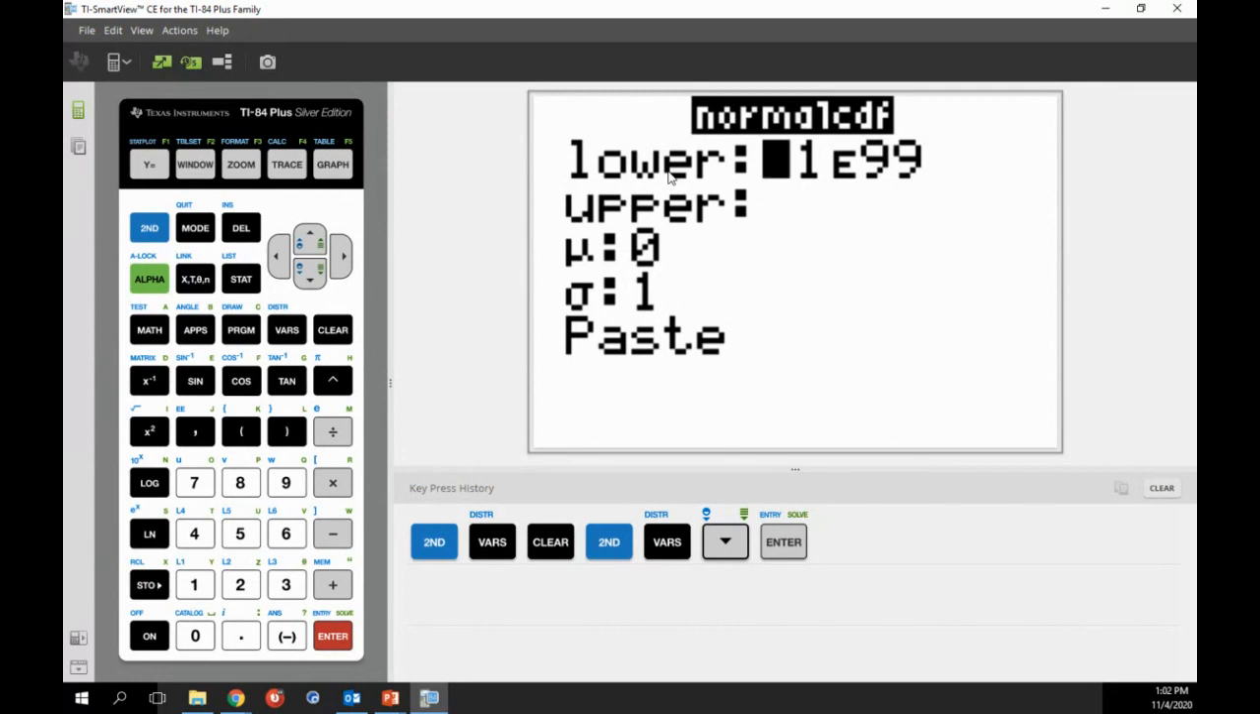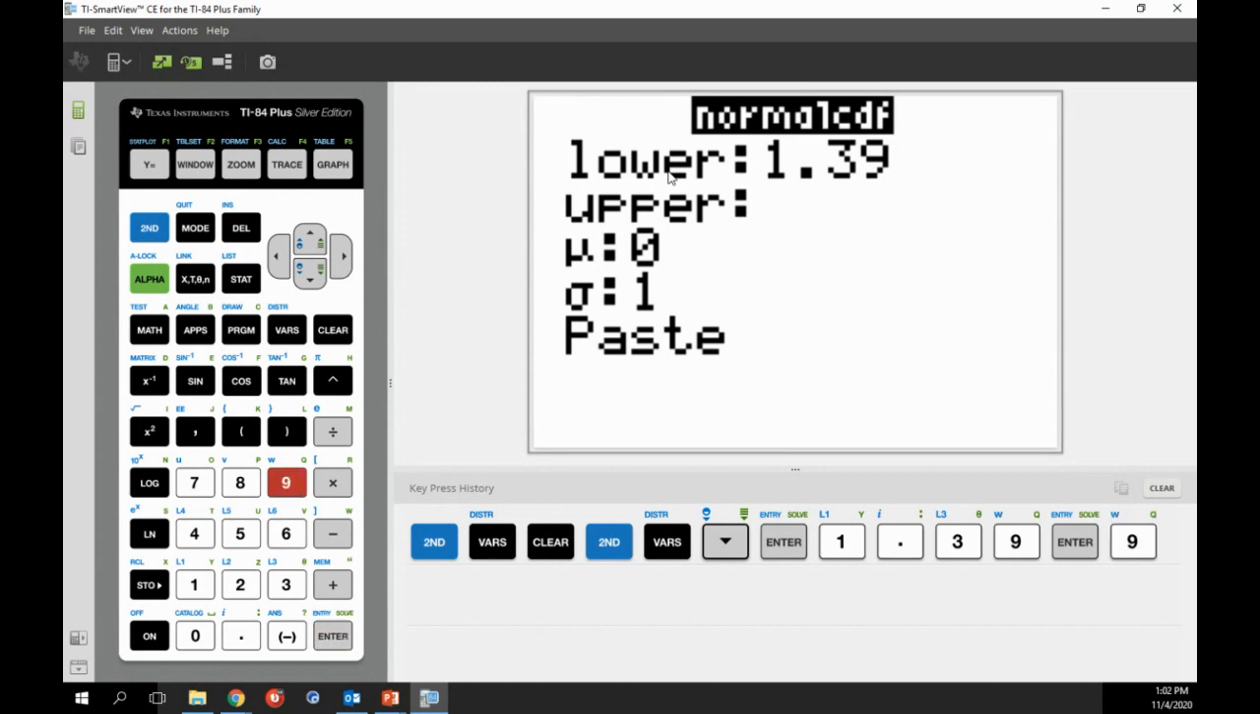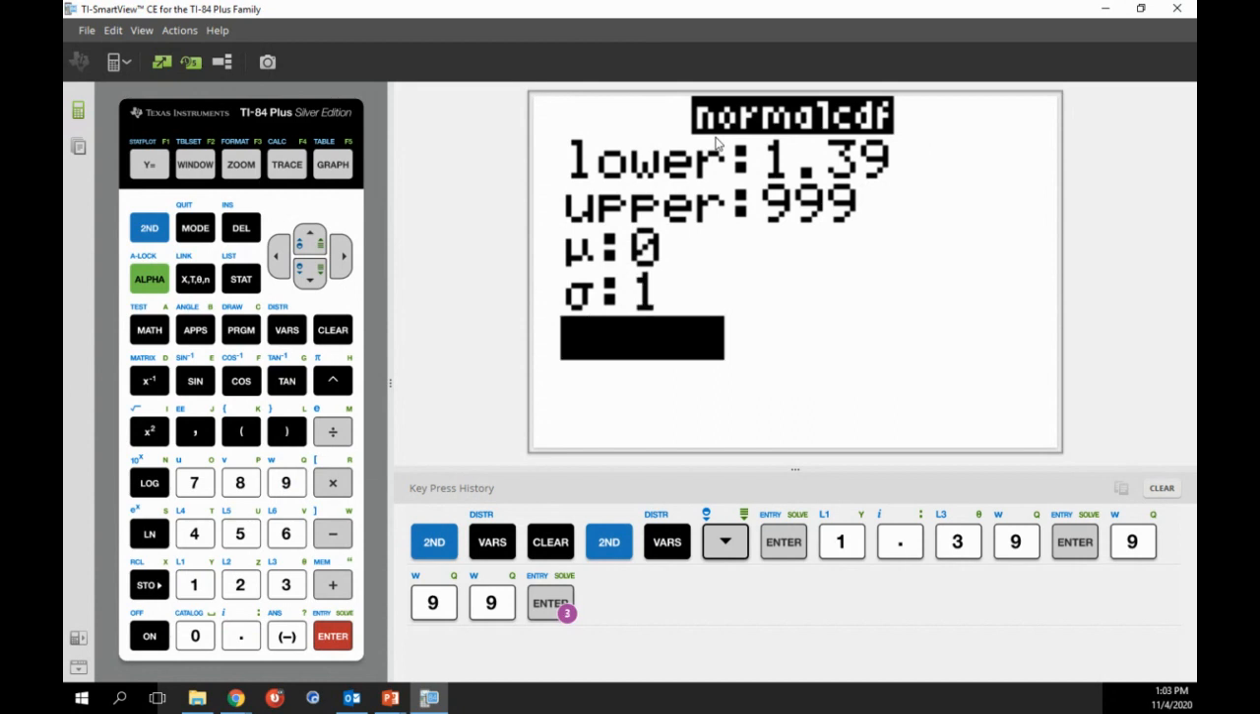So let's put that in for lower. 1.39. That's the lowest we can be. Now for upper, there is no bound, but we have to put something. So we're just going to put a really, really big, I say a really, really big. It's not really, really big, but 999. For the standard normal, that's pretty big. Leave the mean at 0 and deviation at 1. And then we're going to hit paste.